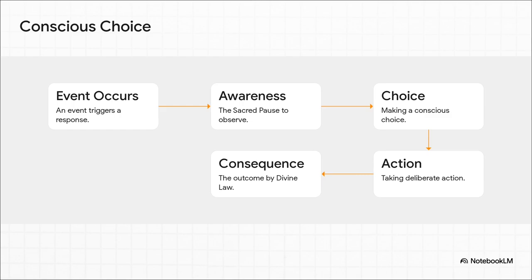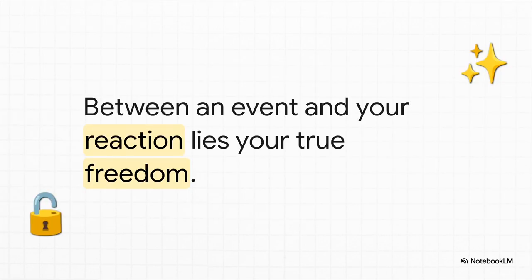But for a self-aware person, the sequence expands. An event occurs, and then comes step 2, awareness, the sacred pause. It's that powerful ability to just observe a thought or an emotion bubbling up without instantly identifying with it. Only after you take that pause do you move to conscious choice, then action, and finally, the consequence dictated by divine law. Between an event and your reaction lies your true freedom. That pause, that is exactly where the self sits down on the throne of choice.